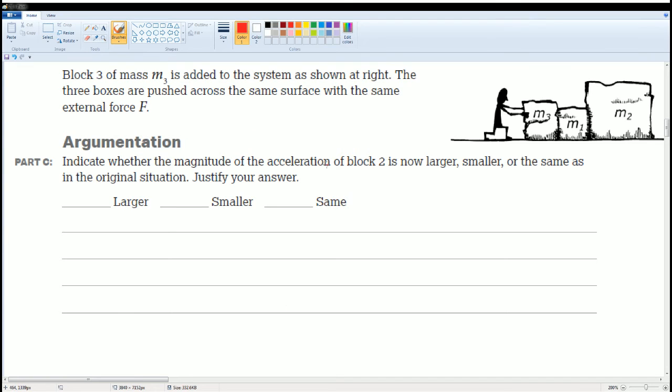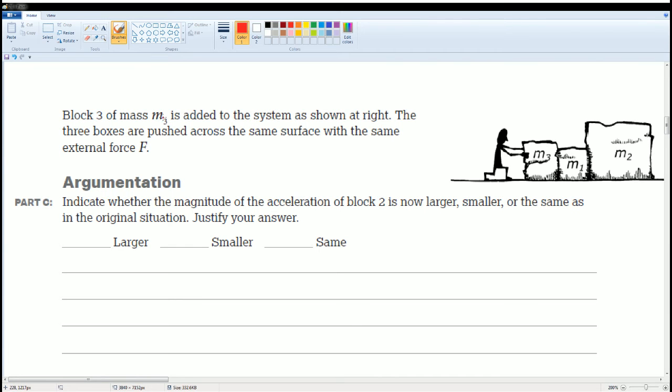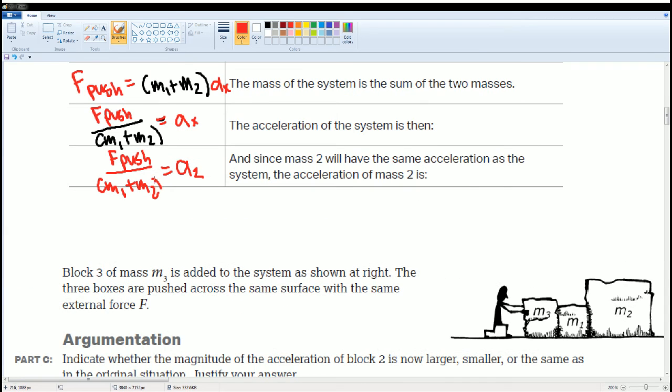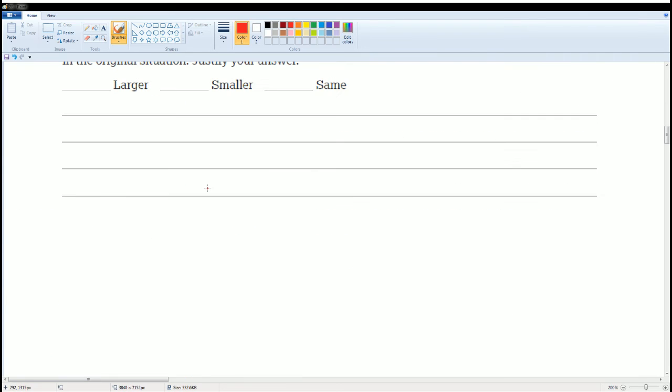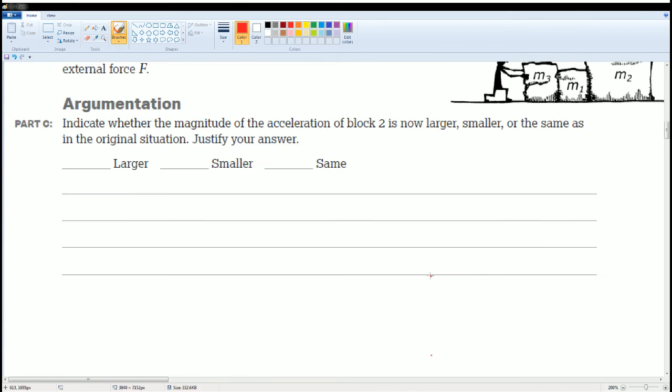Indicate whether the magnitude of the acceleration on block 2 is now larger, the same, or smaller than the original situation. What happened here is that they added a third mass to the system to the right. So let's see if the acceleration is going to be bigger or smaller. Let me grab the original acceleration. The original acceleration looks something like the one from above. A was equal to the summation of F push divided by m1 plus m2.